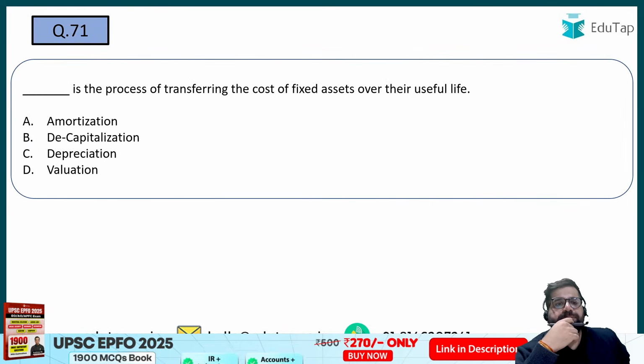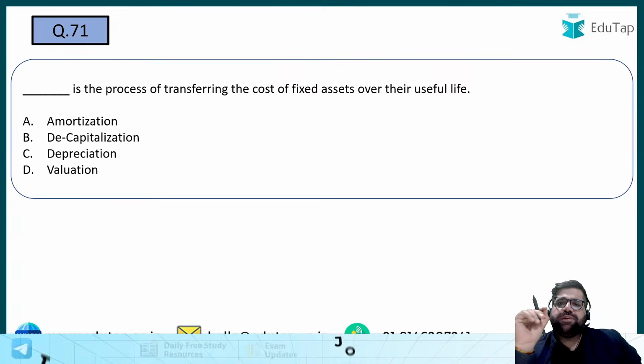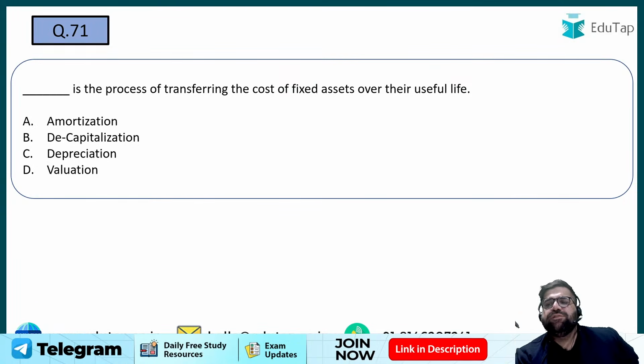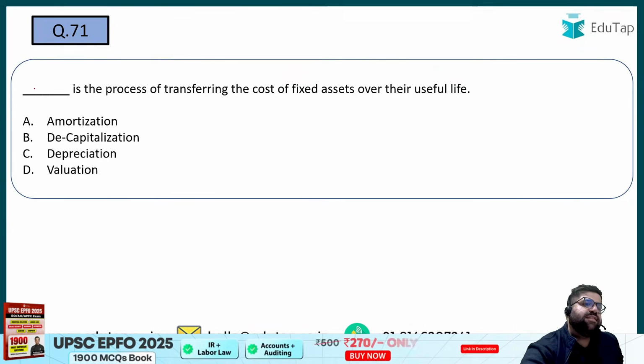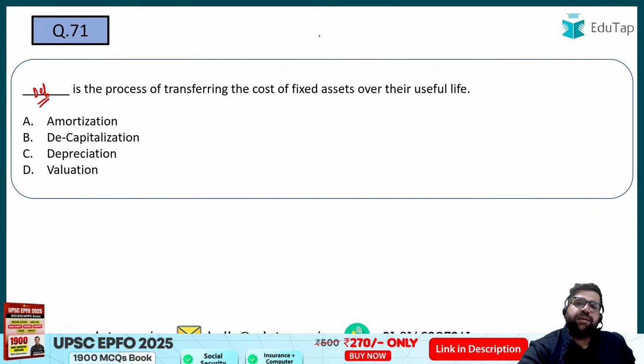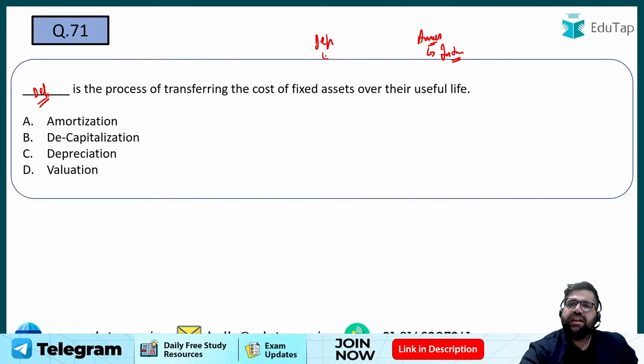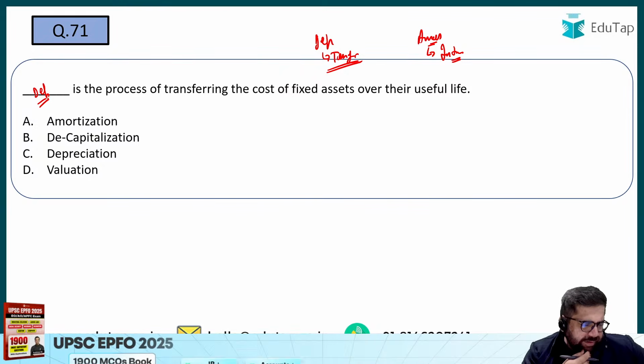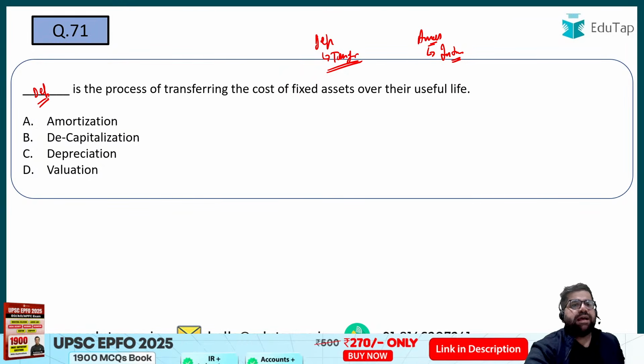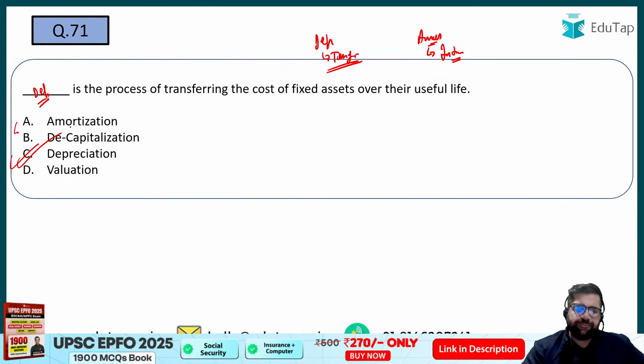Question number 71. Dash is the process of transferring the cost of fixed assets over their useful life. Yes, this we call depreciation. Remember, depreciation and amortization are two different concepts. Amortization is applied on intangible assets. Depreciation is applied on tangible assets. Okay? You will have to remember this too. Right? The correct answer will be option number C.